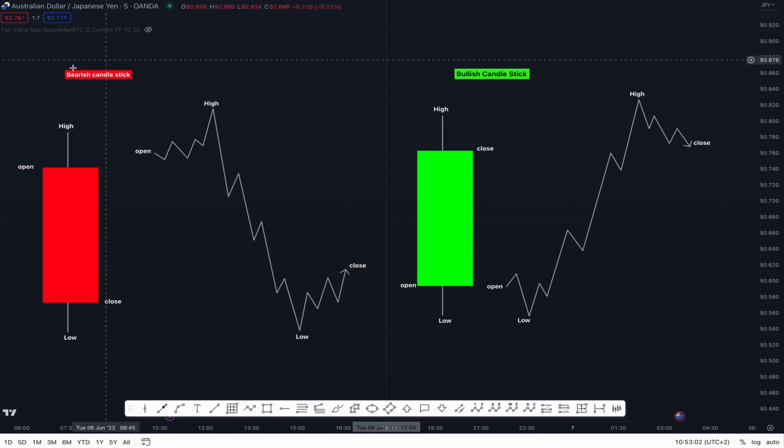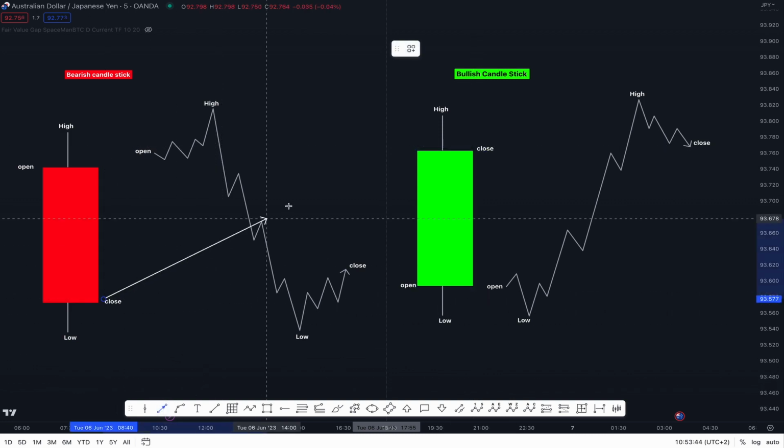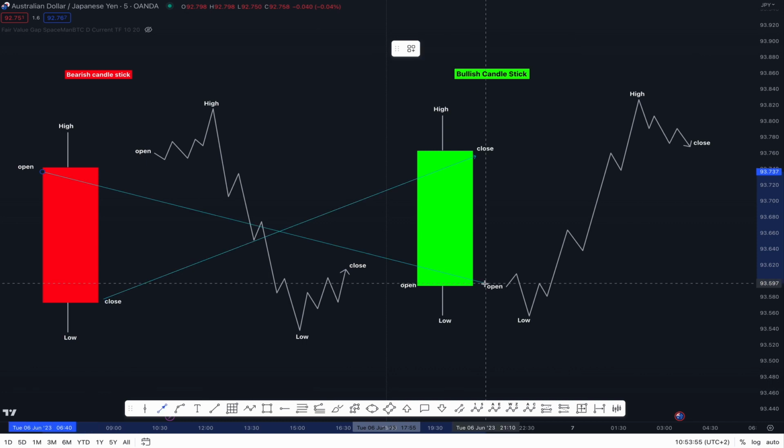So from here we can see that we have a bearish candlestick. Let's firstly understand how a bullish and a bearish candlestick are formed. The only difference between a bullish and a bearish candlestick is the open and the close. As you can see, the bearish candlestick opens at the top and the bullish candlestick opens at the bottom, and the bearish candlestick closes at the bottom and the bullish candlestick closes at the top. So you can clearly see the differences like this. That's the only difference that you can identify when you want to know what kind of candlestick it is.